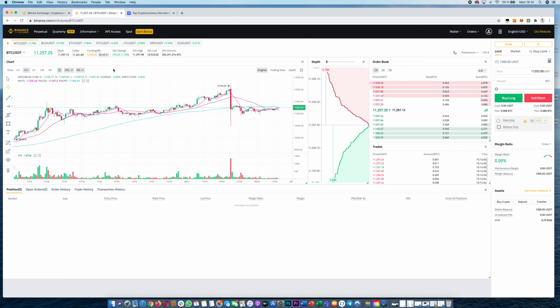The reason for that is basically that currently there are more long positions than short positions, and that's why long positions pay shorts.